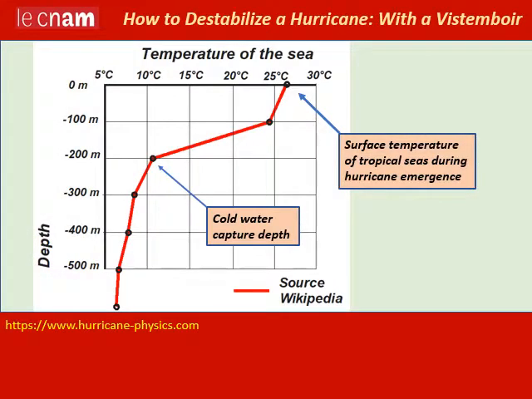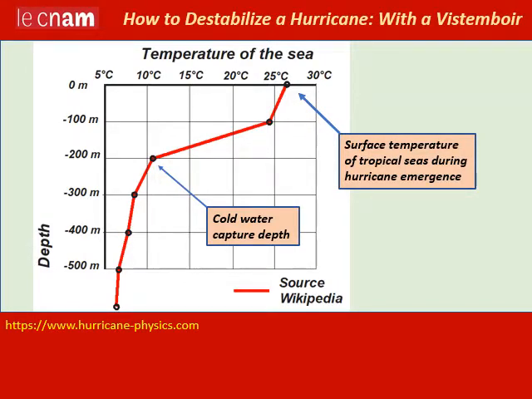Where can we find cold water to destructure a hurricane? Why, a few dozen meters below the surface of tropical seas. We just have to go and get it. But the laws of physics tend to keep the cold water where it is, making our plan more difficult.